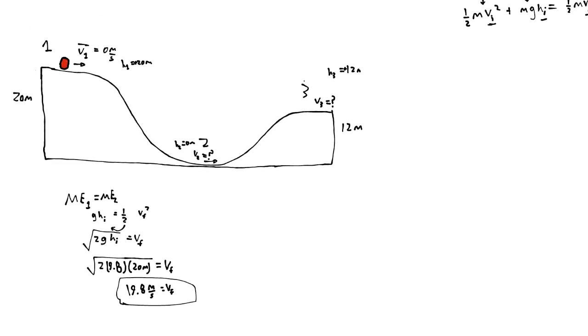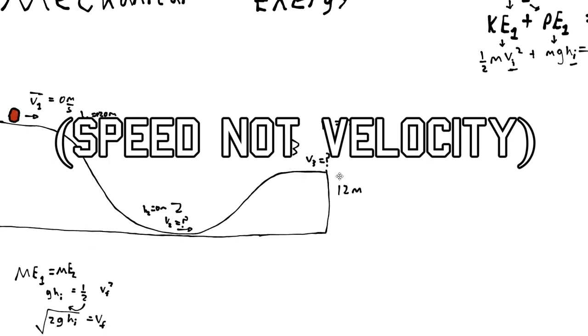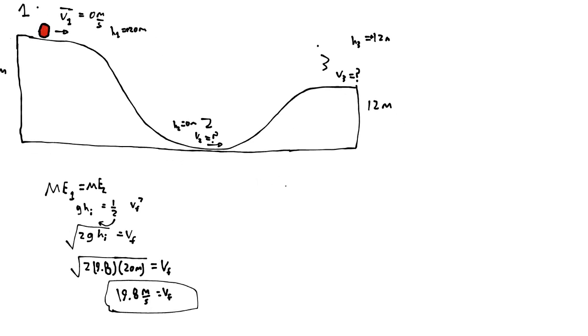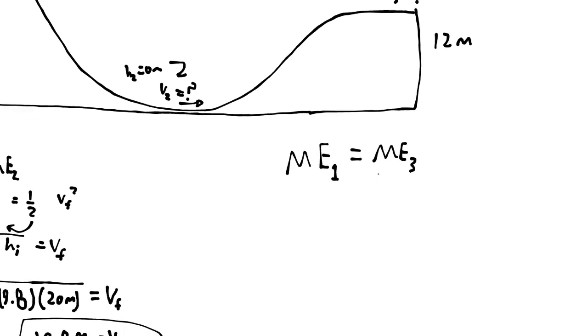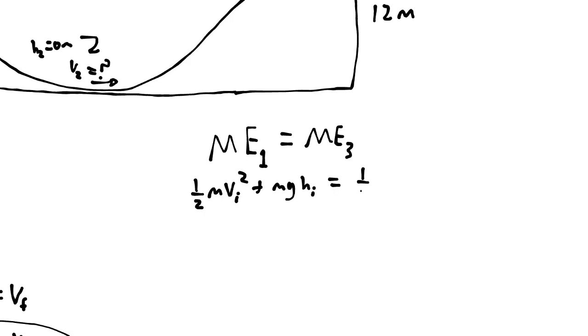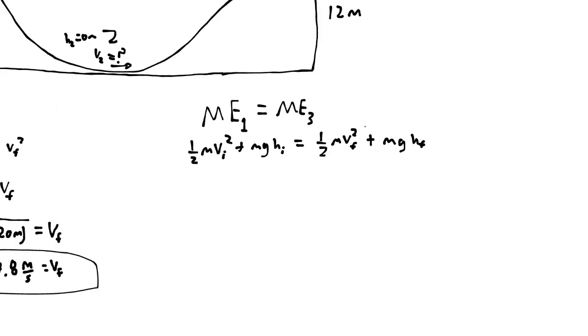So let's do number 3 now. For number 3, we're trying to find the velocity right there, but it has a height now. So our equation is going to be a little bit more complicated. Let's use point 1 to point 3. So we'll say mechanical energy at 1 is equal to mechanical energy at 3. And then I'm going to skip ahead and fill in all the numbers. Okay, so I filled in all the numbers here.